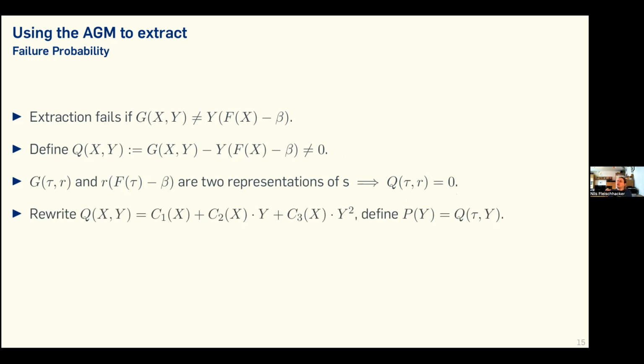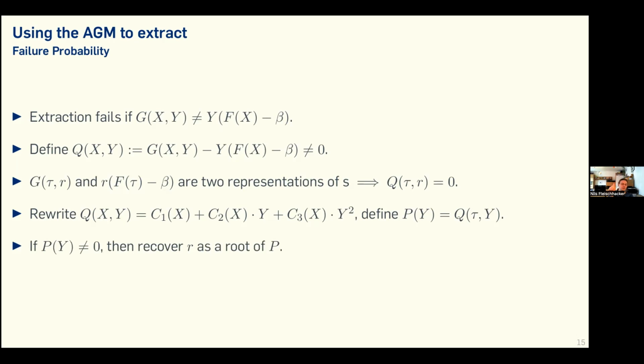And why does that help us? Well, that helps us because it allows us to extract tau or r from this polynomial, and we can use that to solve the q-DLOG assumption. So q is a bivariate polynomial. We can rewrite it as a univariate polynomial in y with coefficients that are univariate polynomials in x. And then we can define p as the polynomial that is the same as q, but we fixed x to be tau. And then we have two cases.